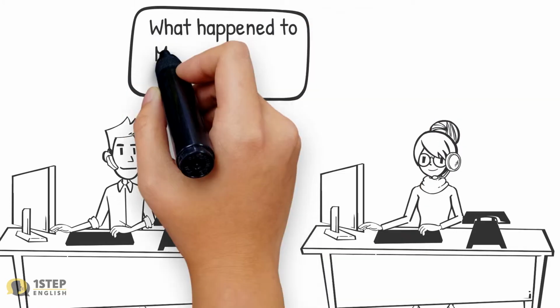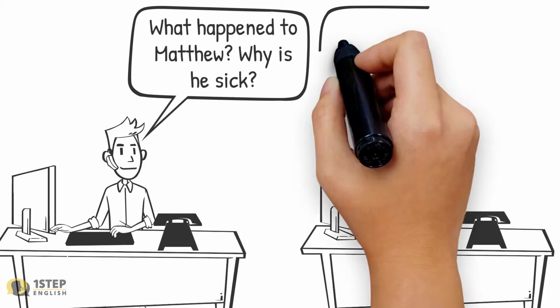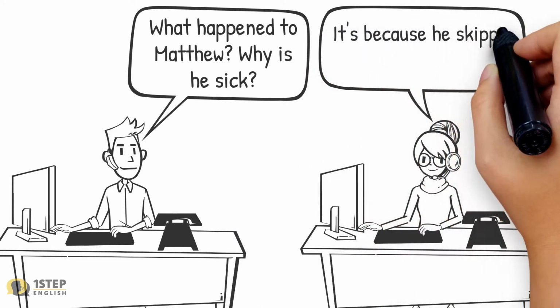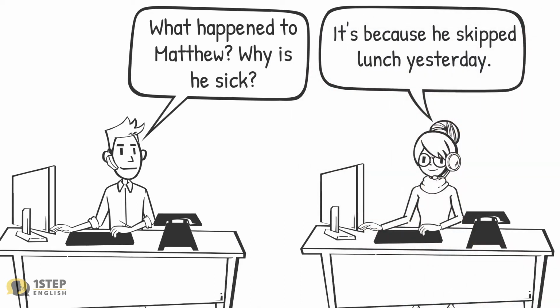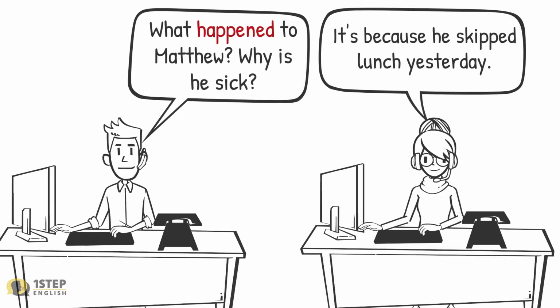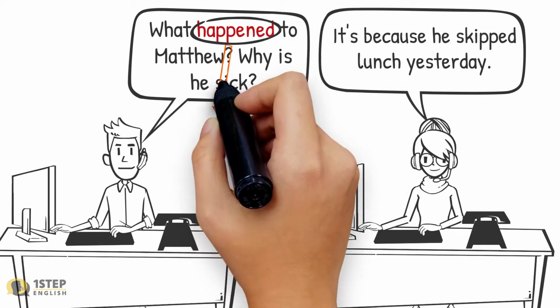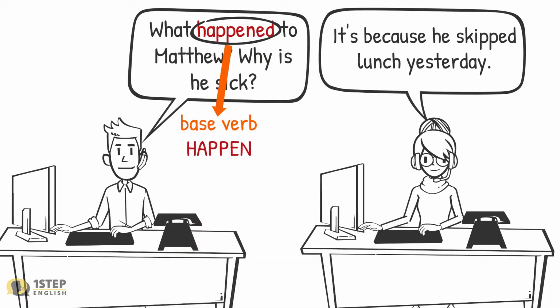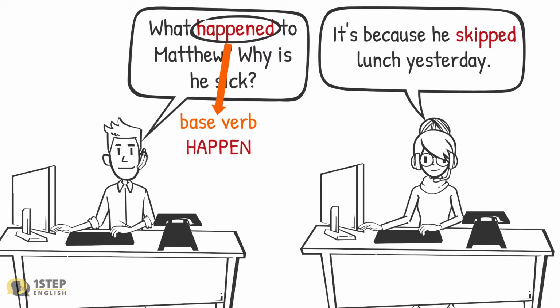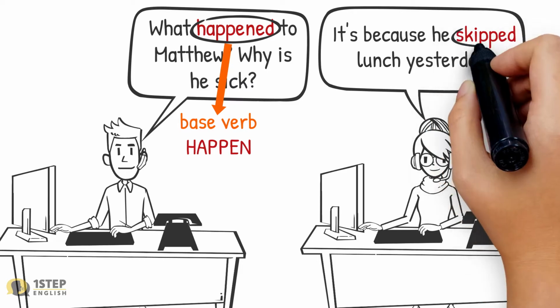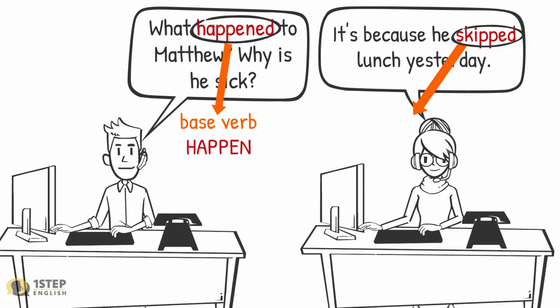What happened to Matthew? Why is he sick? It's because he skipped lunch yesterday. In the sentence, what happened to Matthew? Why is he sick? The conjugated verb is happened. And the base form of the verb, happened, is happen. In the sentence, it's because he skipped lunch yesterday, the conjugated verb is skipped. And the base form of the verb, skipped, is skip.